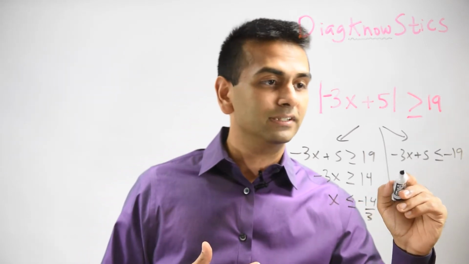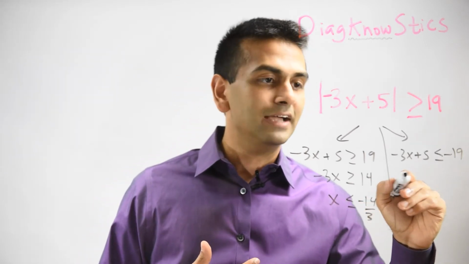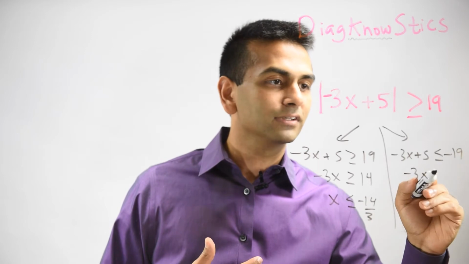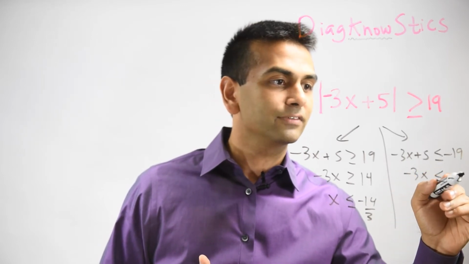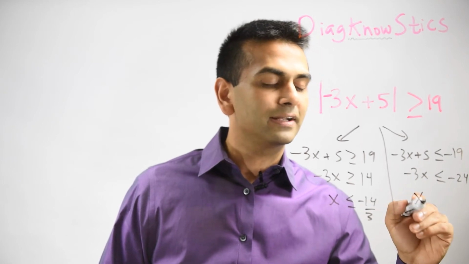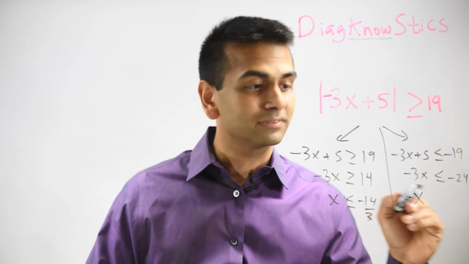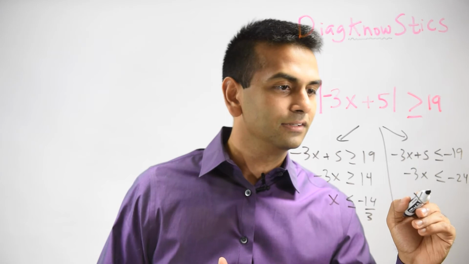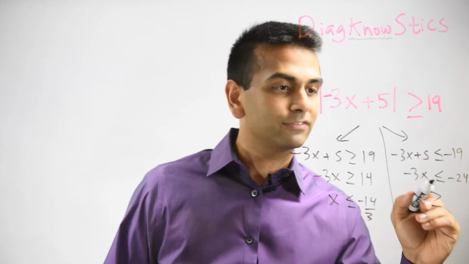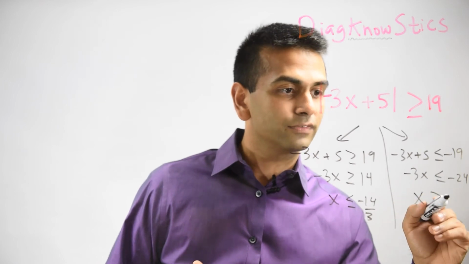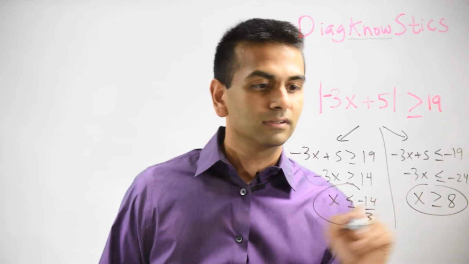And then also here, same thing, we subtract 5 first, so negative 3x is now less than or equal to, when you subtract the 5, negative 24. And then finally, you divide by negative 3. Because we're dividing by a negative, we flip the sign. That's now going to be greater than or equal to. Here negative over negative is positive, so it's just 24 over 3, which is 8. So these are your solutions.